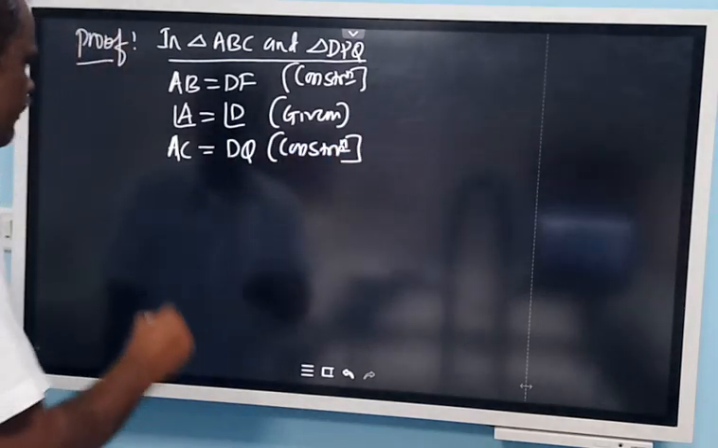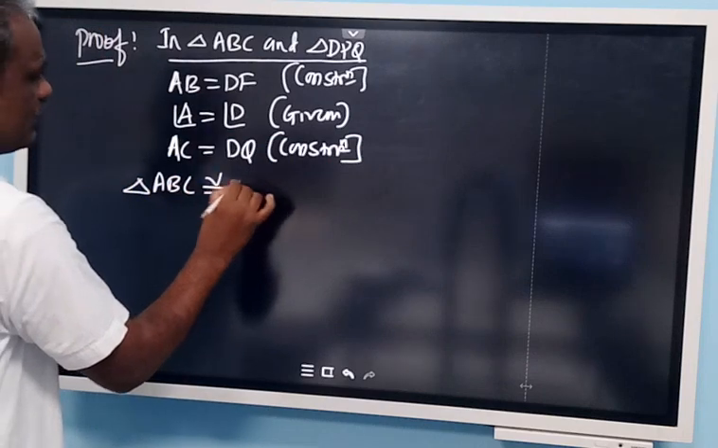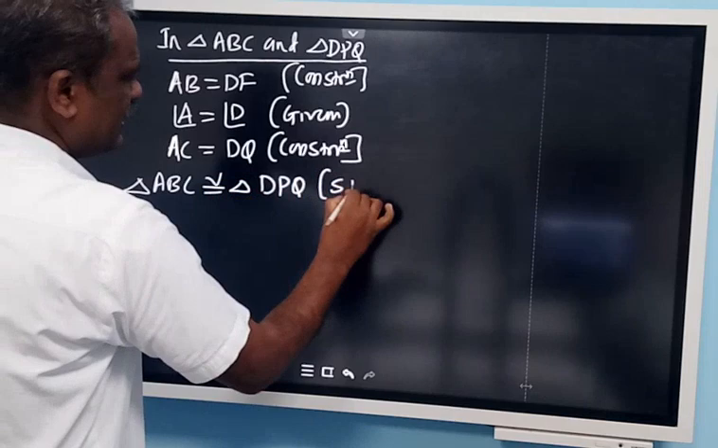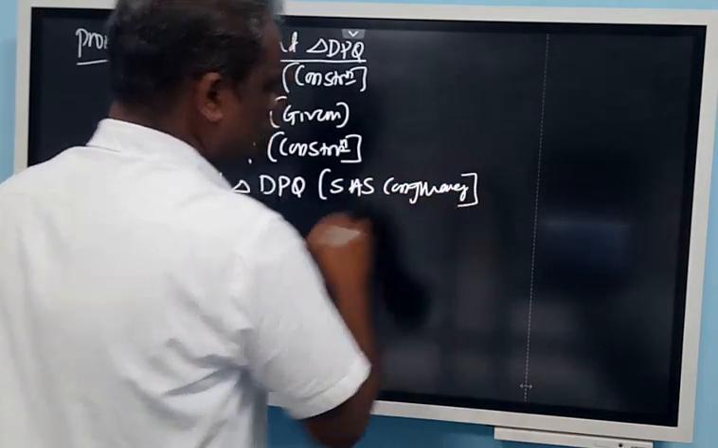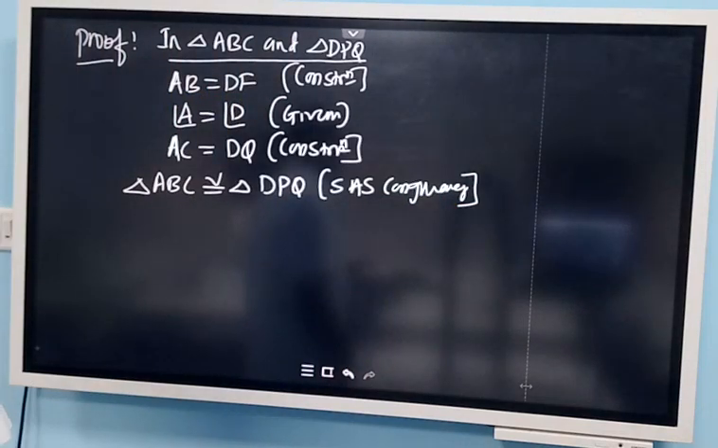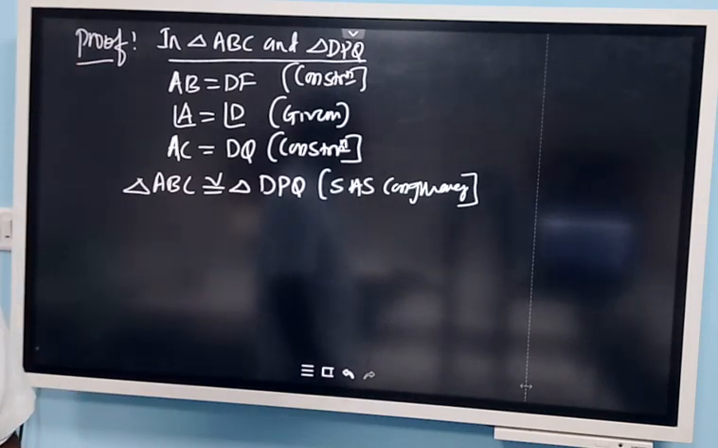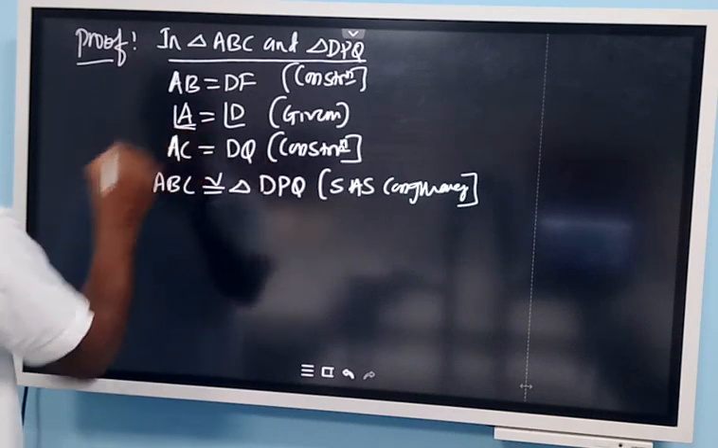Okay. Now therefore, we can write triangle ABC is congruent to triangle DPQ. So this is by SAS congruency. You can write that the two triangles are congruent by using SAS congruency. Now, since the triangles are congruent, you can write the corresponding parts are equal. So that means corresponding angles should be equal. I can write angle A is equal to angle D. That is already given.